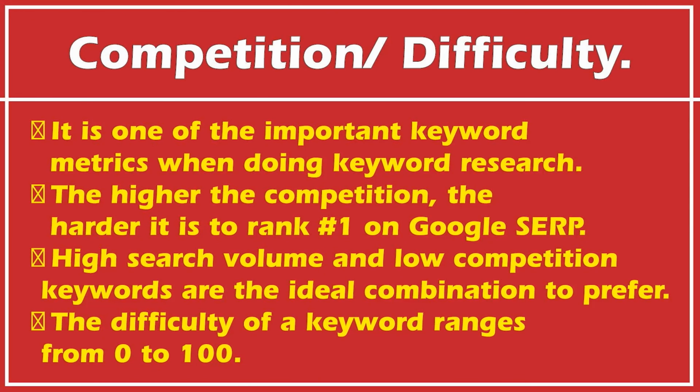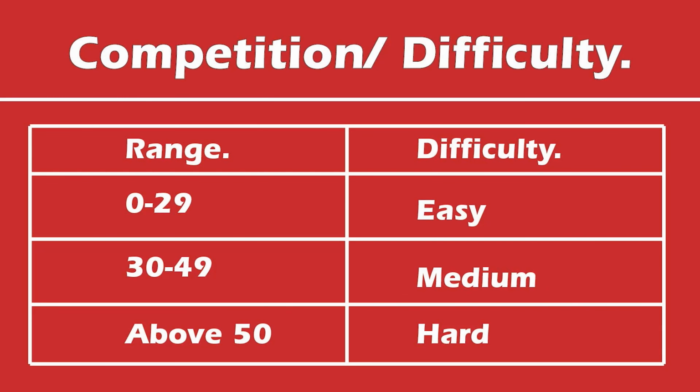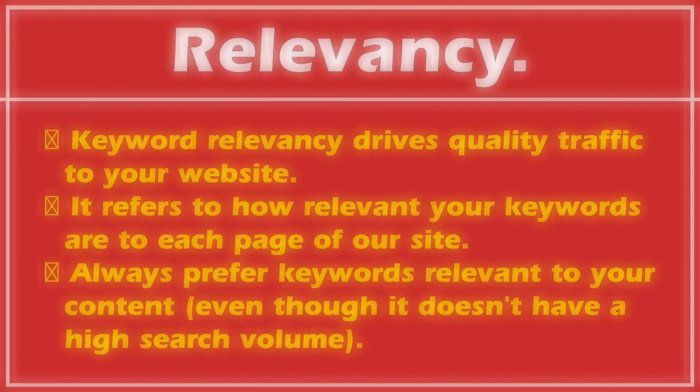Competition/difficulty. The higher the competition, the harder it is to rank number 1 on Google SERP. High search volume and low competition keywords are the ideal combination to prefer. 0 to 29, easy. 30 to 49, medium. Above 50, hard. Keyword relevancy drives quality traffic to your website.